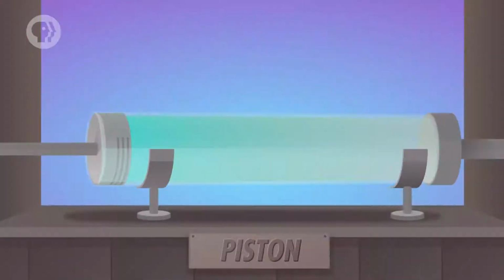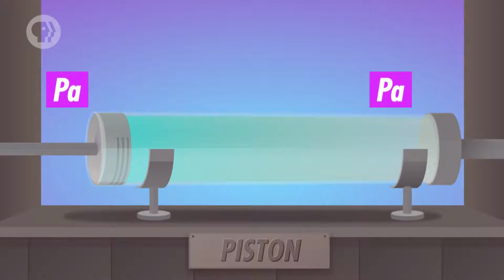Say you have some water in a tube with pistons on either side. Pascal's principle tells you that if you use the piston on the left side to apply pressure, the water will exert the same pressure on the piston on the right side of the tube. And the pressure is equal to the force divided by the area.